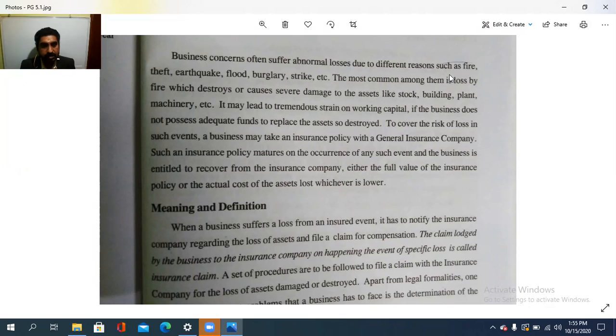To cover the risk of loss in such events, a business may take an insurance policy with a general insurance company. Such a policy matures on the occurrence of any such event, and the business is entitled to recover from the insurance company either the full value of the insurance policy, or the actual cost of the asset lost, whichever is lower.